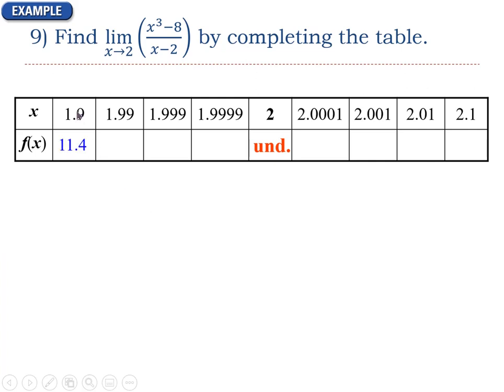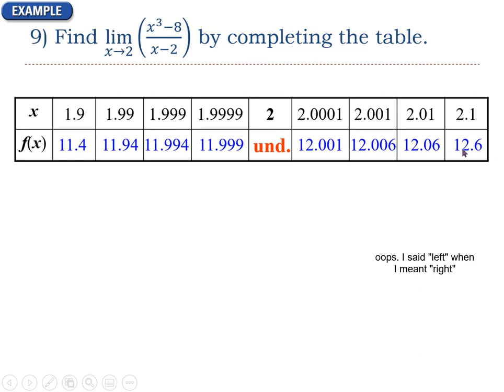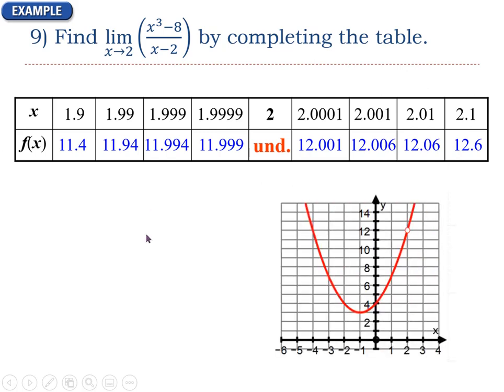So if you plug in 1.9 to this function, you'll get 11.4, and then 1.99, you get 11.94, and so on. And I would recommend definitely using the table feature of your graphing calculator to do this. So you can see that as you're approaching 2 from the left, these numbers, 11.4, 11.94, 11.994, they're getting closer and closer to 12. And just to confirm, as you approach 2 from the right, 12.6, 12.06, 12.006, those are also approaching 12. So we can assume that that limit as x approaches 2 is going to be 12.